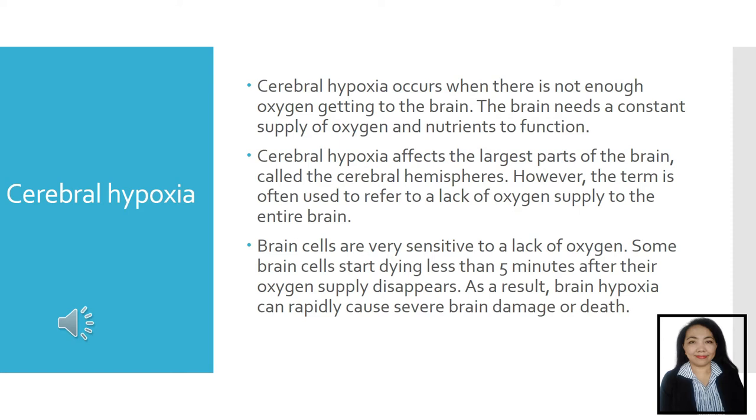Okay. Our patients who are having disturbances in ventilation, diffusion, and perfusion, isa doon, okay, papasok tayo sa concept na ito, na systems approach. So, magsimula tayo sa brain. Okay? Cerebral hypoxia. Cerebral hypoxia occurs when there is not enough oxygen getting to the brain. The brain needs a constant supply of oxygen and nutrients to function. Sino yung nagdadala ng oxygen and nutrients sa brain? It's the blood vessels. So, if there is an interruption in this delivery of nutrients and oxygen, pwedeng magkaroon ng cerebral hypoxia.